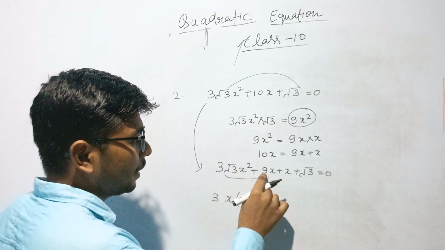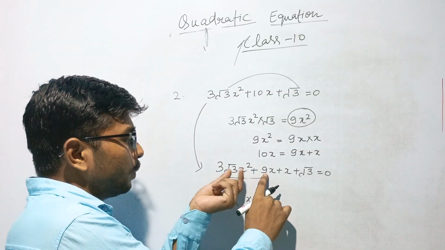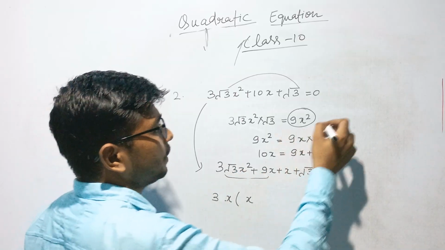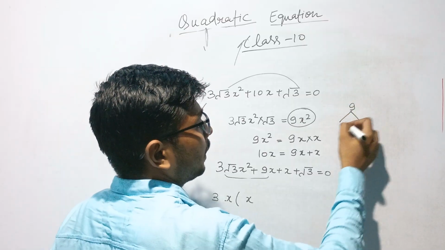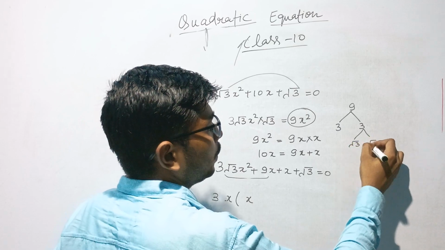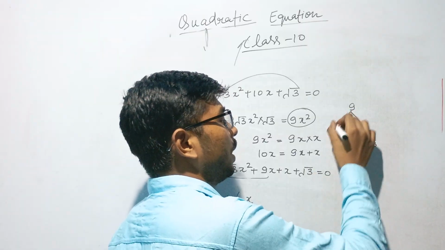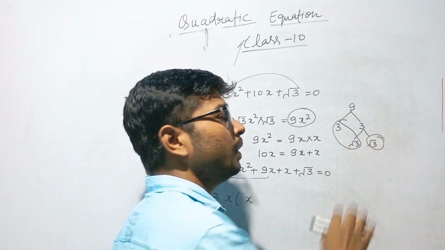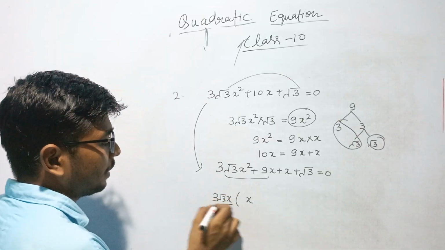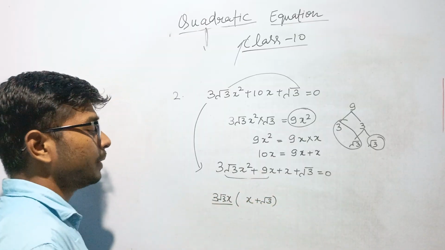Okay, 3 is common, so inside the bracket there will be 3, right? But if you again pick one more √3, there will be √3. You can see it this way: 9 can be written as 3 into 3, and 3 can be written as √3 into √3. So we pull out this 3√3 outside, and inside the bracket there will be √3 only, right?